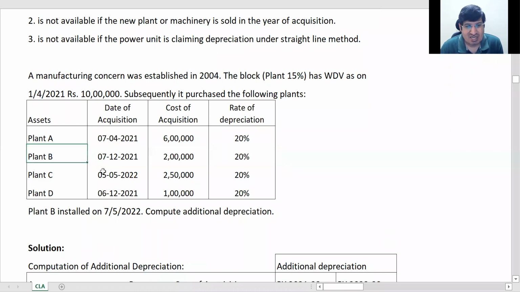Okay, but यहाँ for plant B there is something given here, a note. Plant B installed on 7/5/2022. अब बताओ, इसका आई गेस डेप्रिसिएशन नहीं लगेगा। Nil depreciation. Okay, this year or next year? Nil. 100% next year 22-23 में पूरा मिलेगा। 20%.